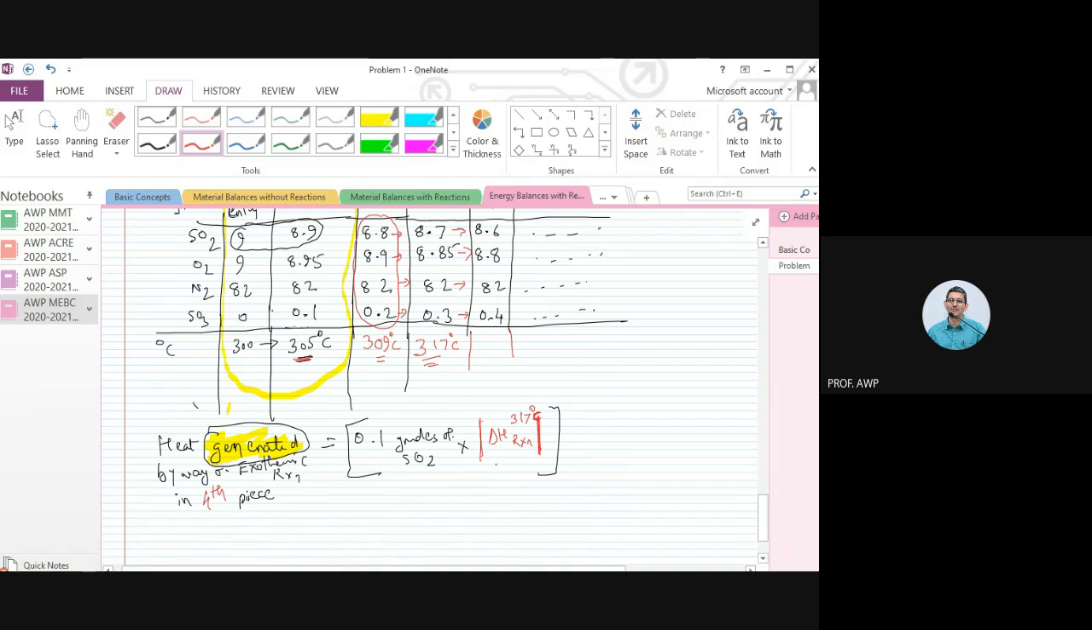Do you agree with that? And then that will heat up the gas to maybe, let's say, 325 degrees centigrade. Do you agree with that? Anybody agrees? Anybody disagrees? Agreed, sir.